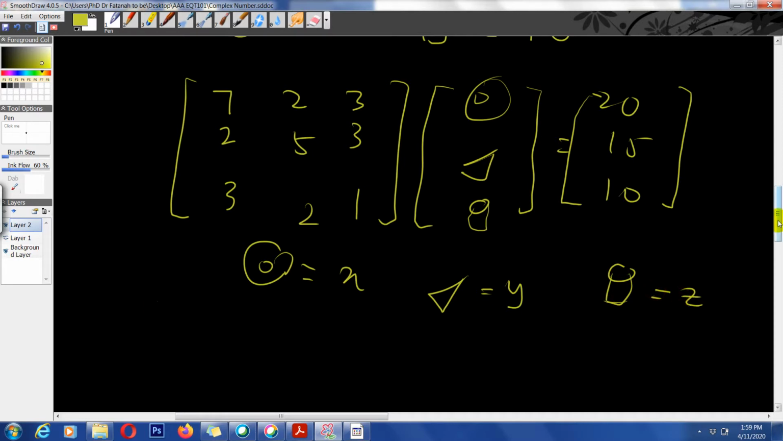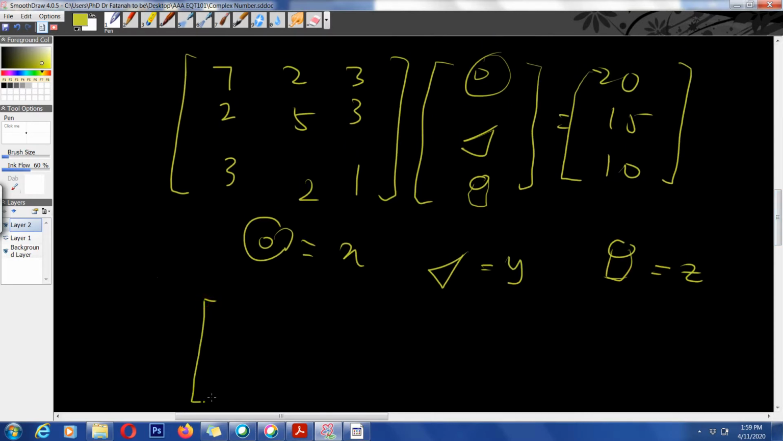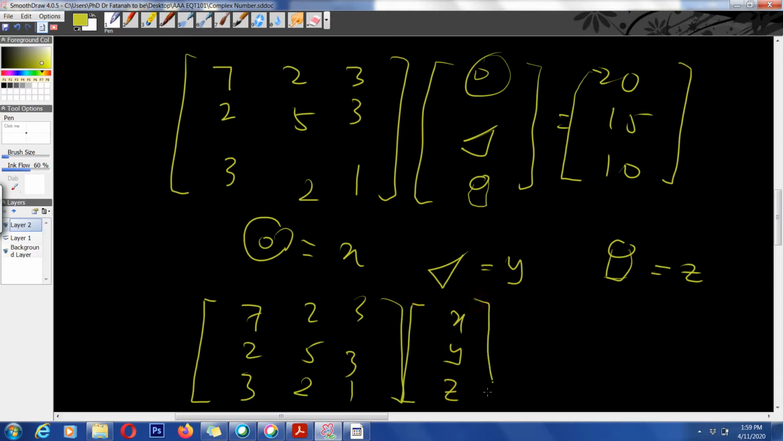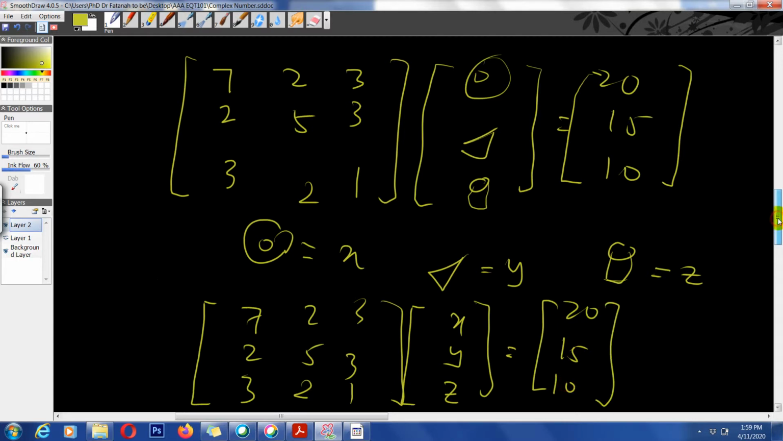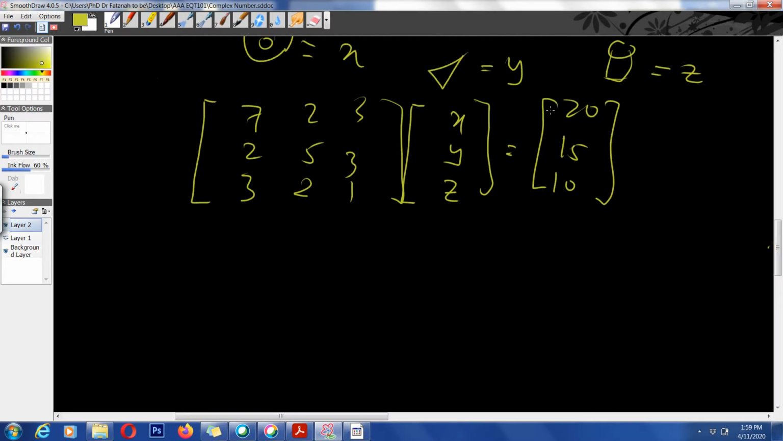So what happens to our matrix? We write 7 2 3, 2 5 2, 3 3 1, times x, y, and z, equals 20, 50 and 10. Now it looks more like a mathematical equation from the situation. From the mathematical operations we can solve how much is x, the donut, how much is y, the cake, and how much is z, what the cost actually is.